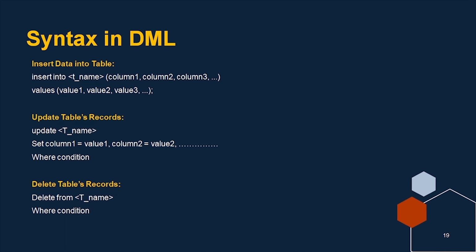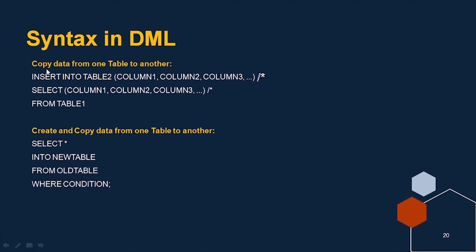Now we will move to our next slide to understand some advanced syntax in DML. If we want to copy data from one table to another table, here we use insert into table 2, and we need to mention column names such as column 1, column 2, column 3 of table 2. Then after that, select column 1, column 2 and column 3, or star if you want to select all the data from table 1. So here it will copy the data from table 1 to table 2.